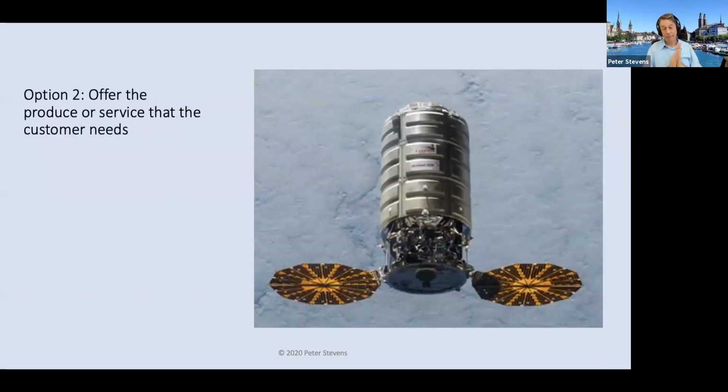Okay, now the other option is to say, what does the client really need? In the case of NASA, they said, what we really need is a service which will take cargo up to the space station. We don't care so much about the rocket per se, but we want the transport. So here what you're doing is you are selling what the customer really wants.